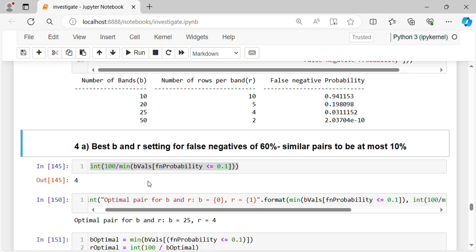So the minimum of B values where it is less than or equal to 0.1. There are two values actually, 0.0311 and so on, and 2.037 multiplied by 10 to the power minus 10. So when we take the minimum of the B values, 25 is the minimum. So 100 divided by 25 is 4, and the integer part of that division is 4.